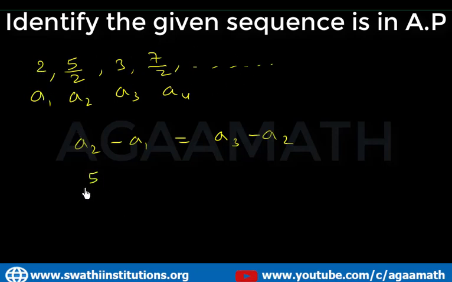Let us check. What is A2 given? 5 over 2, minus what is A1 given? 2, equals what is A3? 7 over 2, minus 3. Now you can check it out. If you subtract 5 over 2 minus 2, you would get half. And 7 over 2 minus 3, if you check, is also equal to half. That means here the difference is constant. When both differences are the same, that means this is in AP.